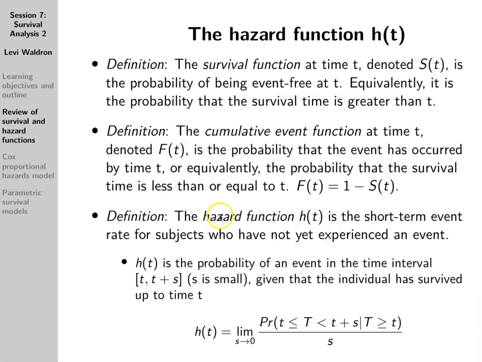And then finally, the hazard function, which is what we refer to when we talk about proportional hazards, is this short-term event rate. So it's a derivative of this cumulative event function. It's the probability of an event at each moment in time, given that you have survived until that time.